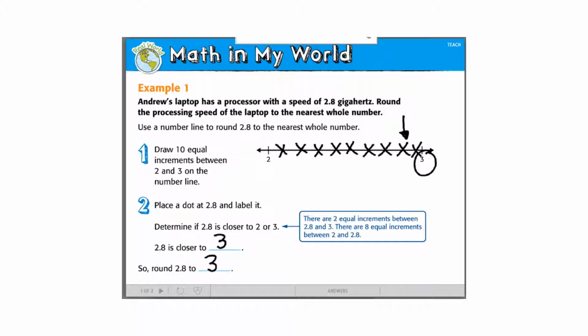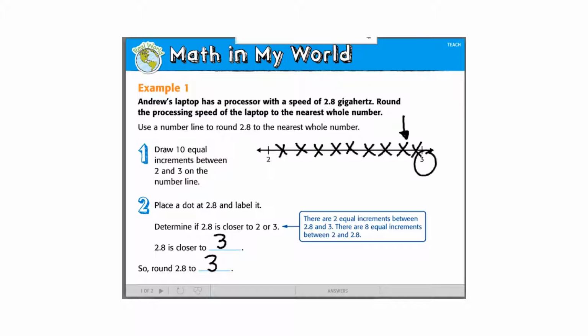This is one way of solving these problems. If they show you a number line, you should be able to look at the number line and decide which number it's closest to, especially if it's whole numbers. When they're asking you to round to the nearest whole number, that means without the decimal points.